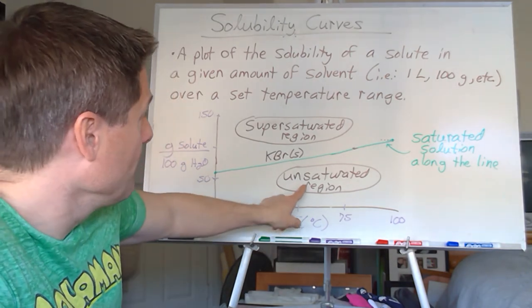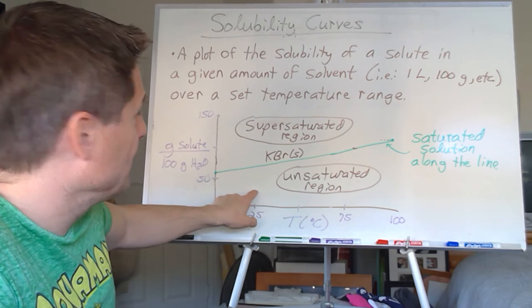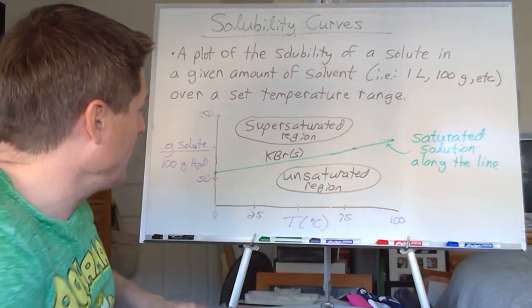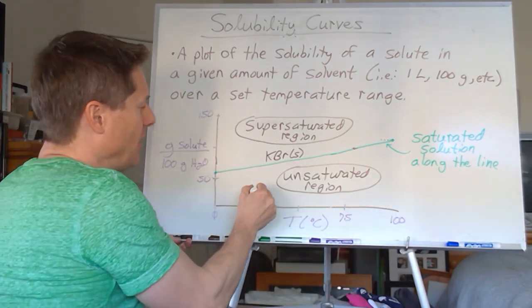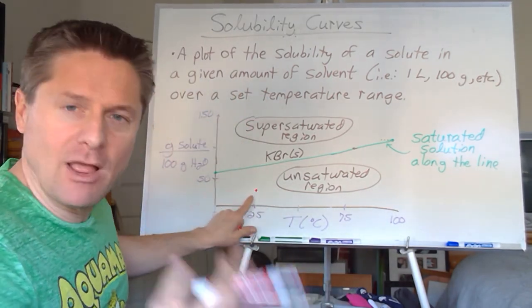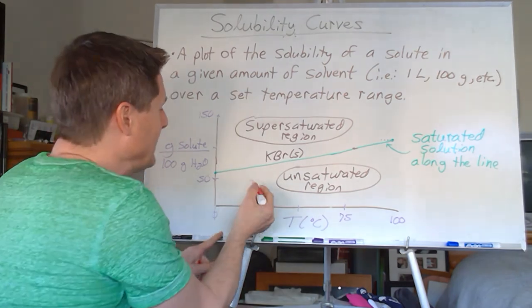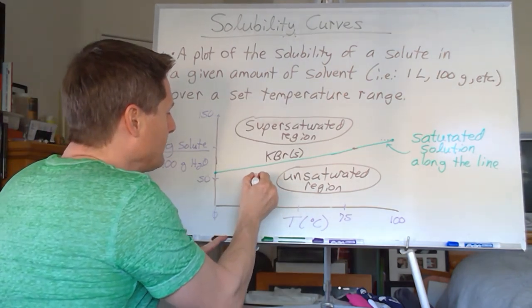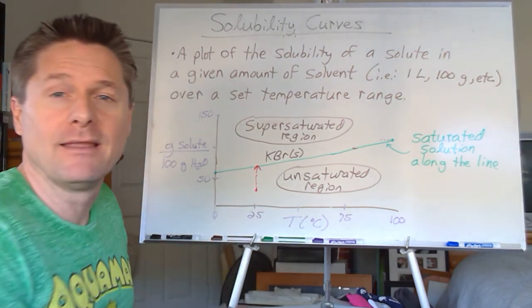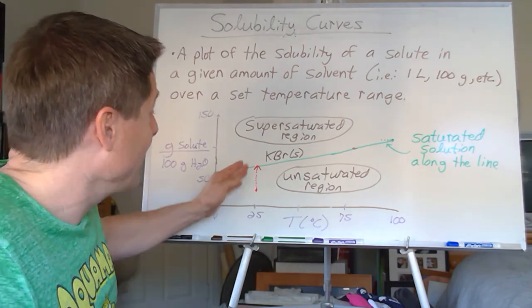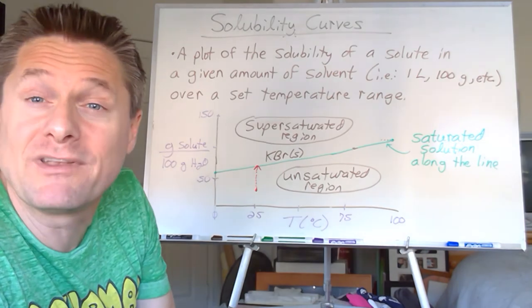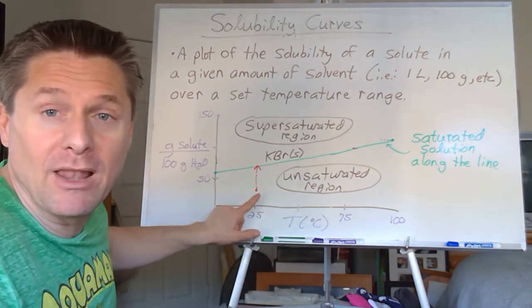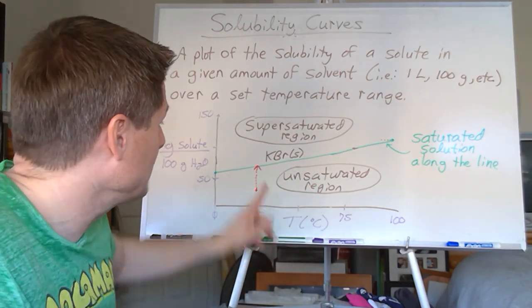So if we're down here, we could keep adding more and more at a particular temperature. If we start here, we added this amount of solid and it's all dissolved. We can't see any more solid. So we could keep adding more solid until we hit that line, and then we've got a saturated solution. If we keep adding more at that temperature, assuming it's more dense than water, it would just sink to the bottom and pile up, and you could see a saturated solution.